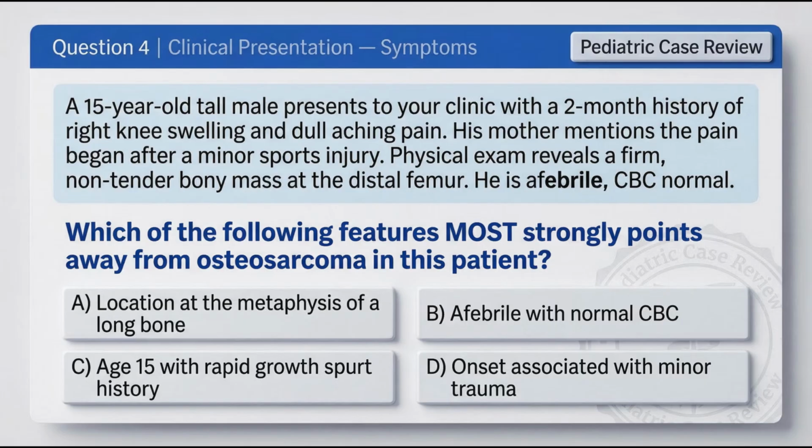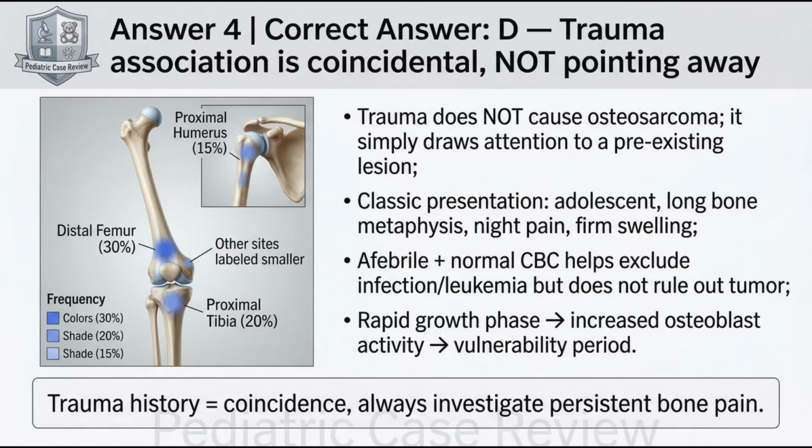Option D. Onset associated with minor trauma. The correct answer is option D. Onset associated with minor trauma. This is a classic exam trap. Trauma does not cause osteosarcoma.